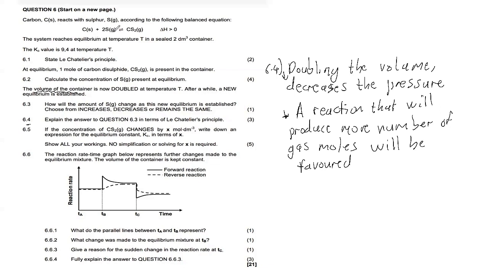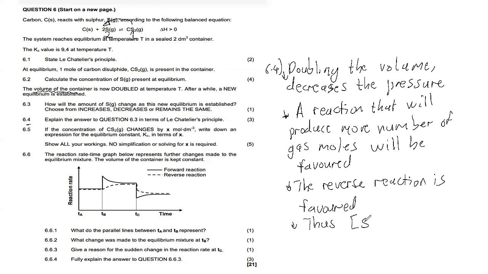Pressure is only applicable for gaseous molecules, right? So we have 2 and then we have 1 here. So the reaction that will be favored, of course, is the reverse reaction. So we'll say the reverse reaction is favored. Now, if the reverse reaction is favored, we know that thus concentration of sulfur gas will do what? Will increase.